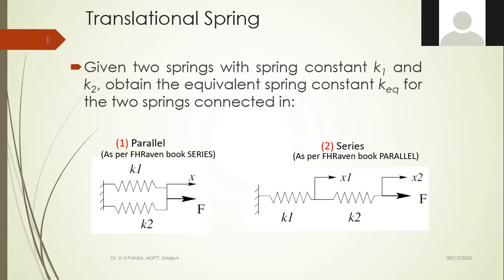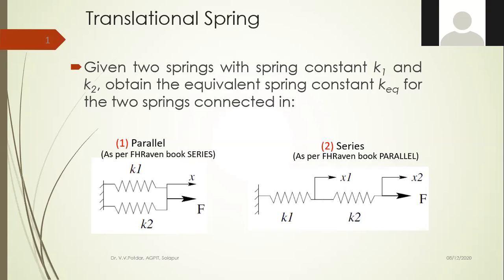We'll move a bit further in analyzing the springs. If you're given two springs with spring constant K1 and K2, how to obtain the equivalent spring constant K equivalent for the two springs connected in parallel and in series.